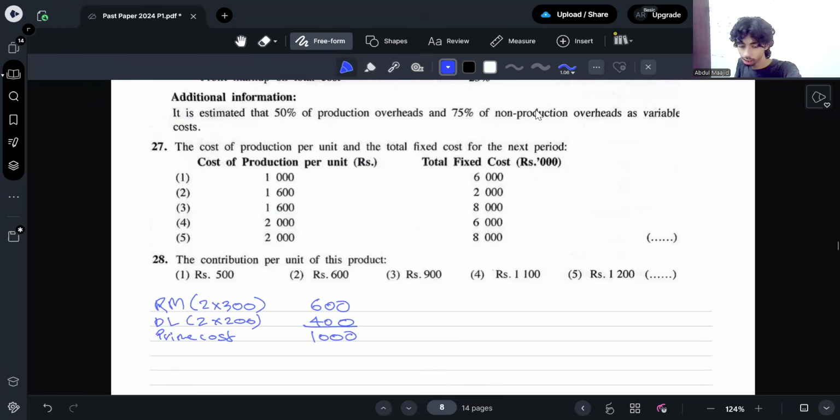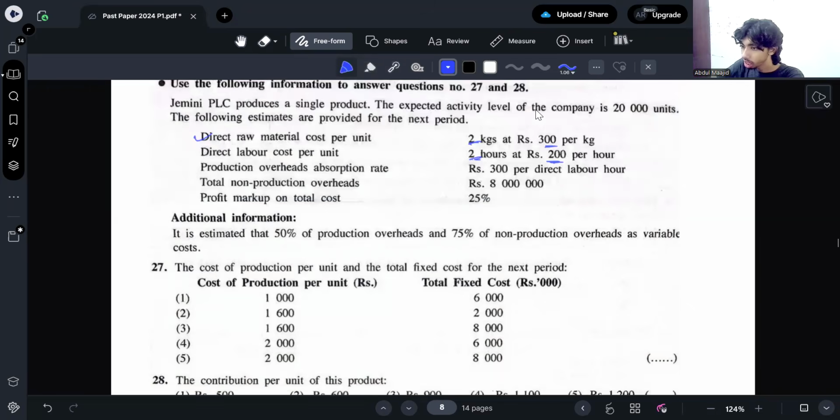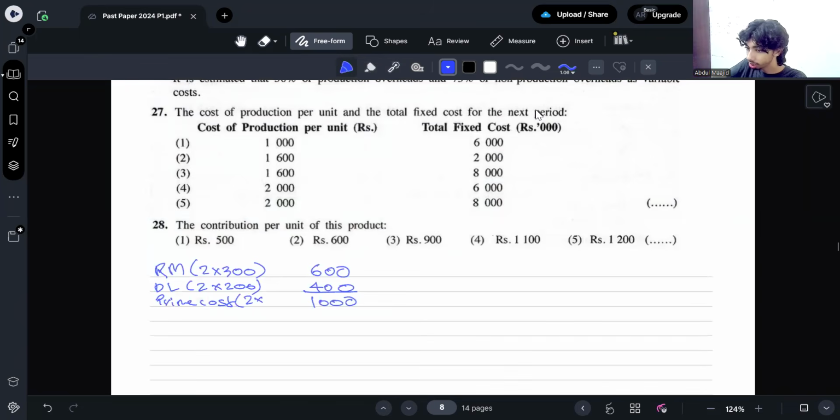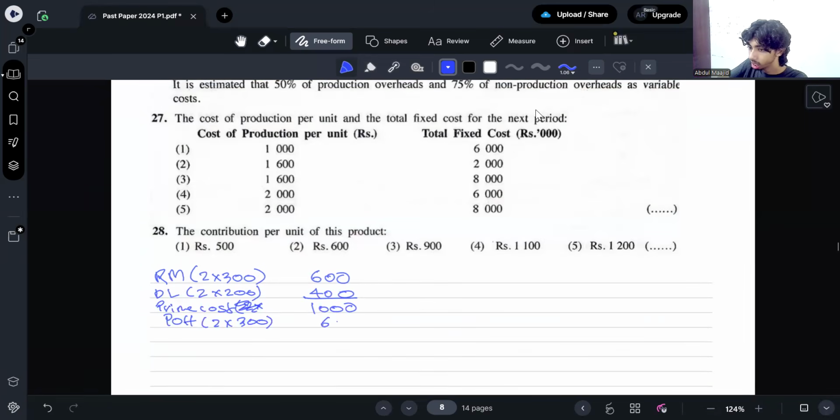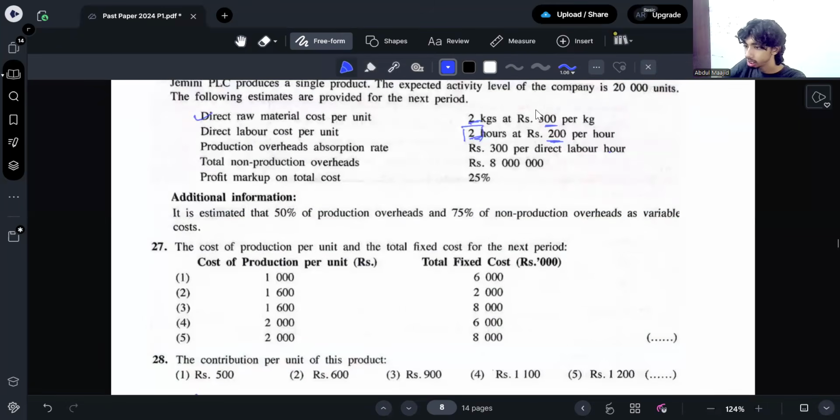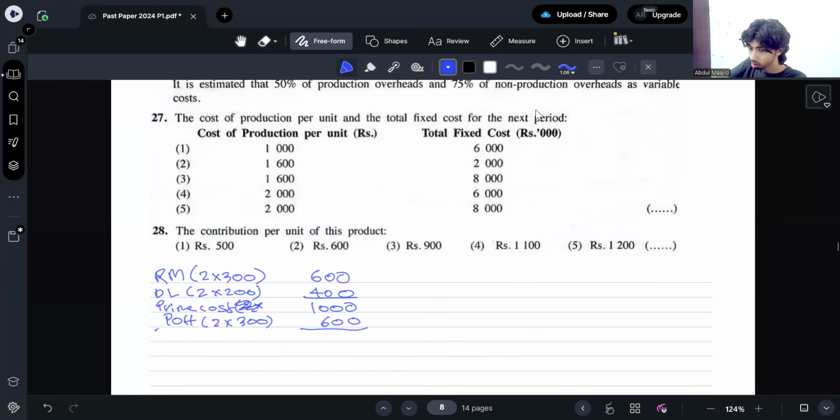Then for that you have to add your production overhead. Production overhead absorption rate is 300 per direct labor hour. Now to produce 1 unit, you need 2 direct labor hours, right? So 2 hours into 300 per hour, that will be 600. And then the cost of production, therefore, production cost per unit will be 1,600.